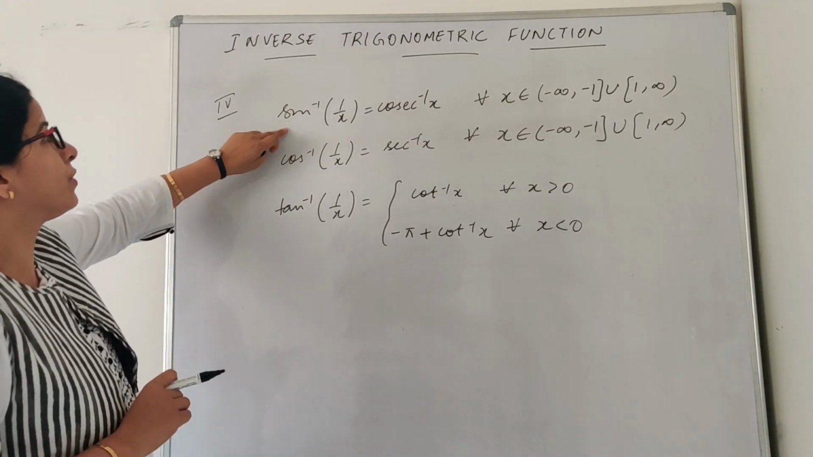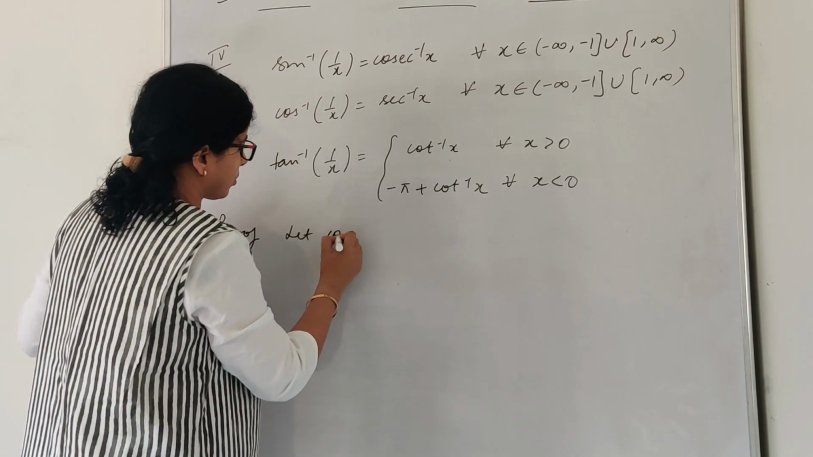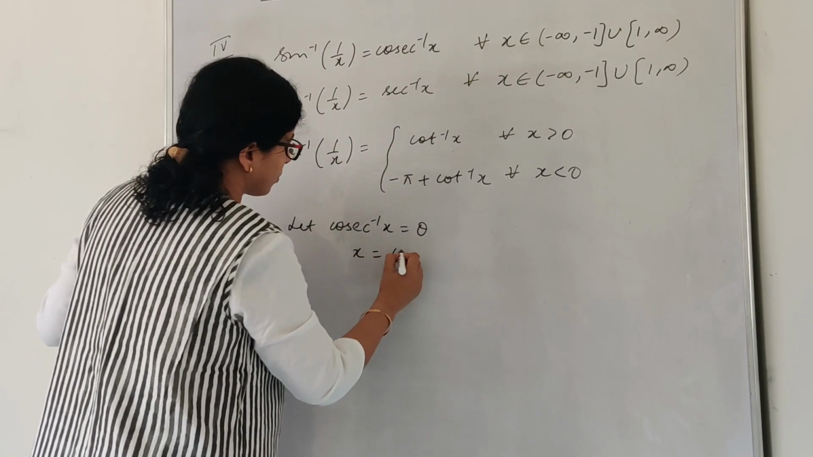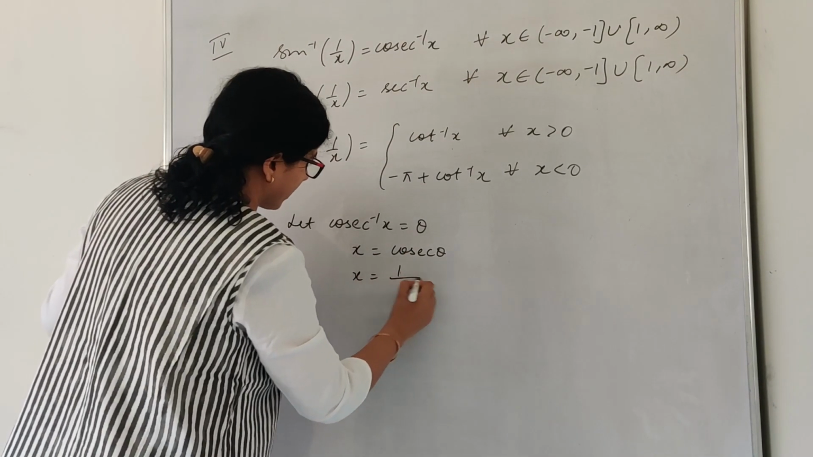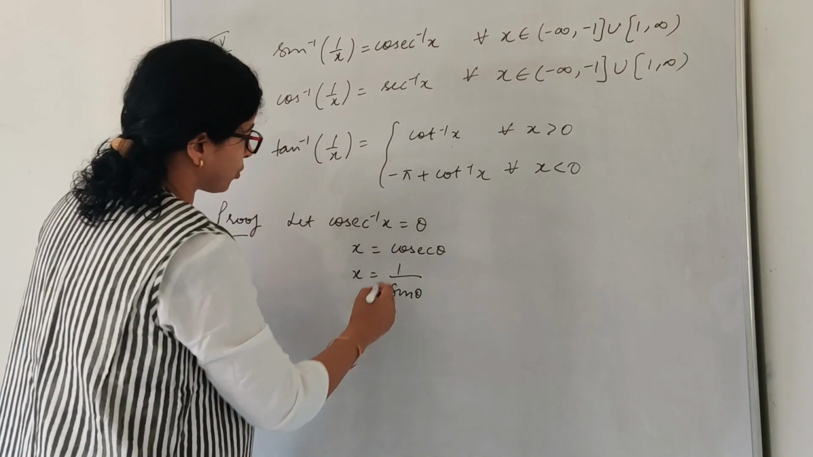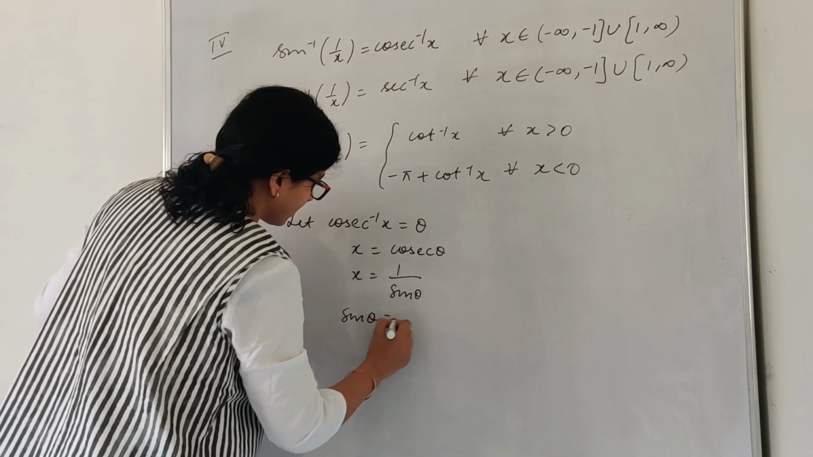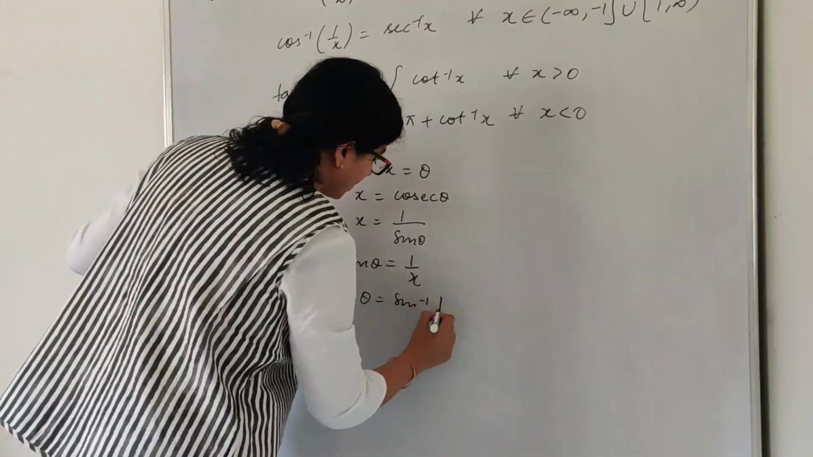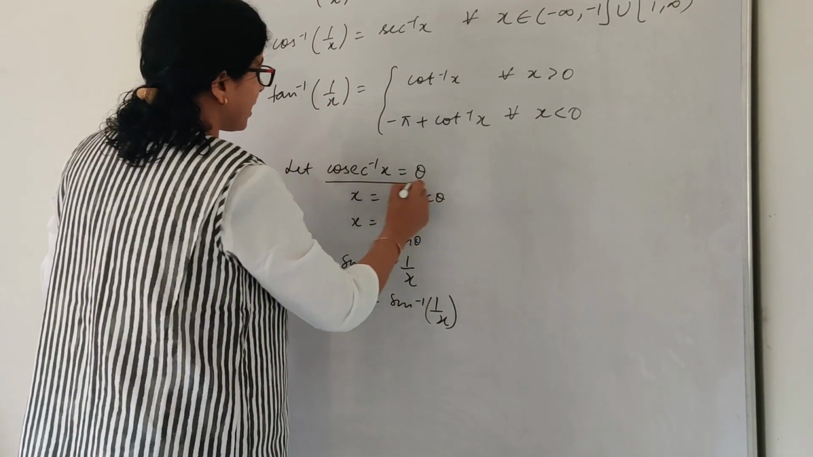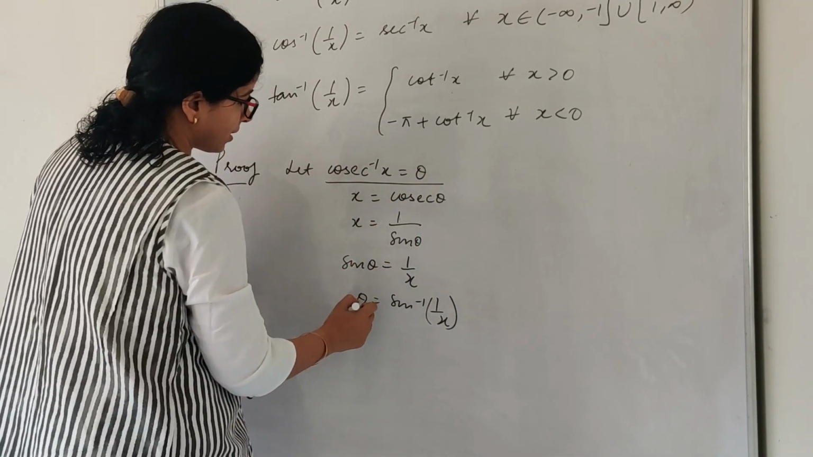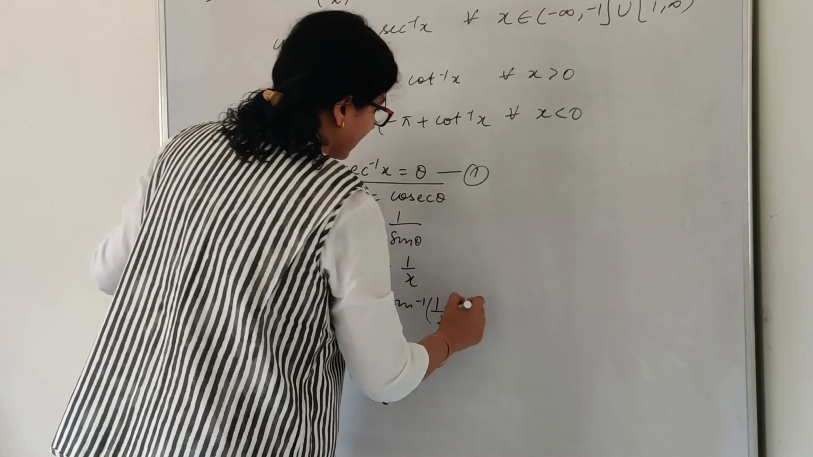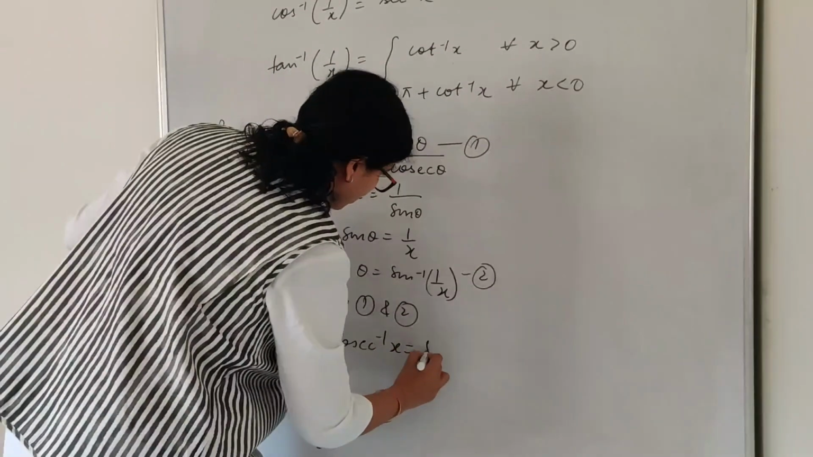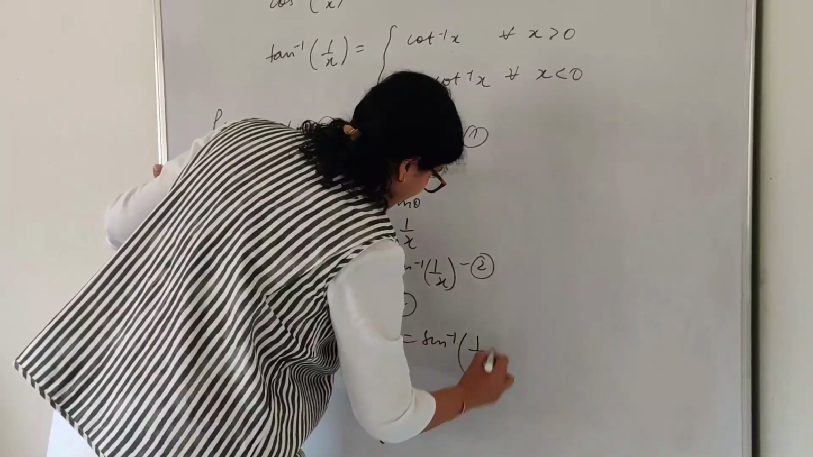So now let us take the proof of the first property. So let cosec inverse x be equal to theta, right? So I can write x is equal to cosec theta and x is equal to 1 by sine theta because sine theta and cosec theta are reciprocals of each other. Sine theta is equal to 1 by x. So theta is equal to sine inverse 1 by x. Now pay attention here. Here my cosec inverse x was theta. Here my theta is sine inverse 1 by x. So from first and second, I can deduce that cosec inverse x is equal to sine inverse 1 by x.